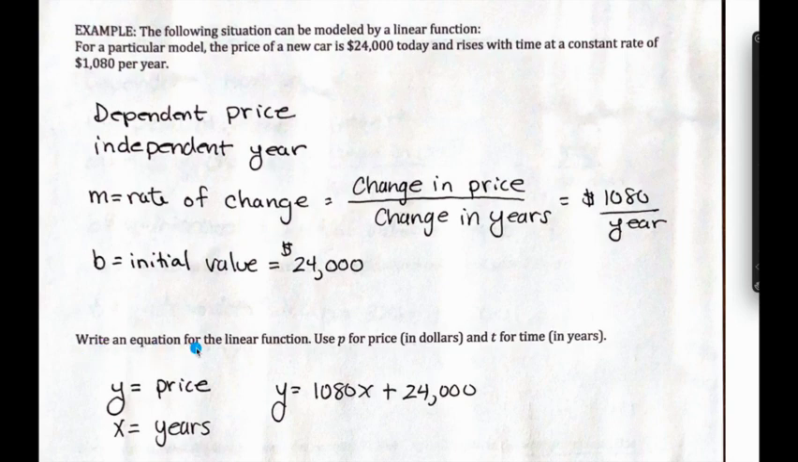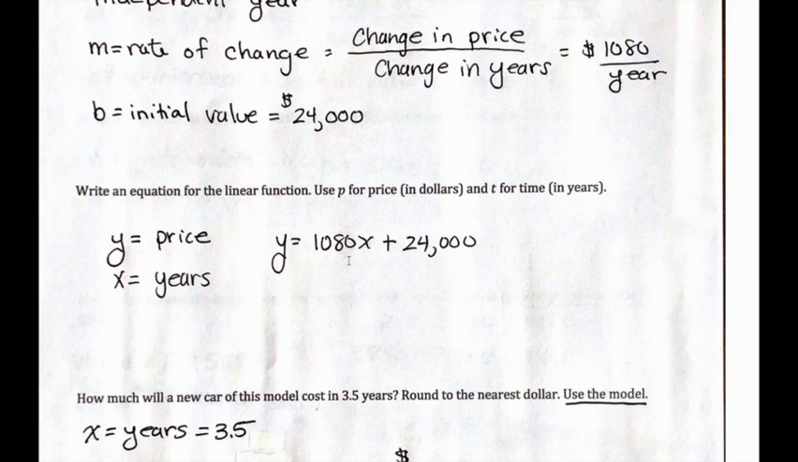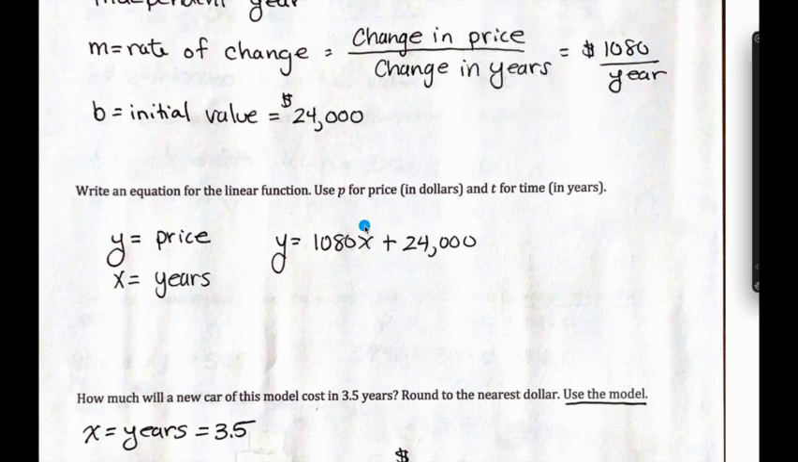Now, it says write an equation for the linear function using P for price and T for time. So, if you notice, I made a mistake here. I should have followed the directions. I should have put a T here instead of an X and a P here for the price. So basically what they're saying is instead of using X's and Y's, they want us to use P's and T's. So just make sure you write that down on your paper because clearly I made that mistake on here. So this should be a T and this should be a P.